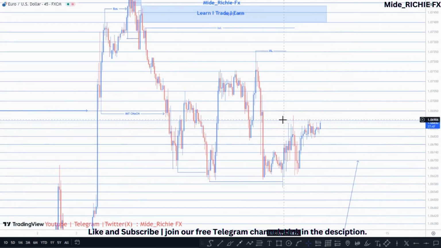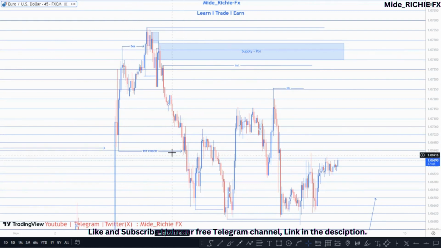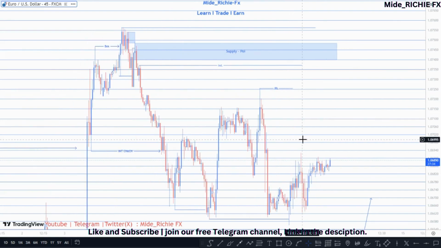So basically, I can see I have a broken structure, then we have a change of character. We have this very nice inducement right here, which is the first point of interest, which a lot of people will likely be looking to take trades from. We have this very nice liquidity, and then yeah, basically that's just it.